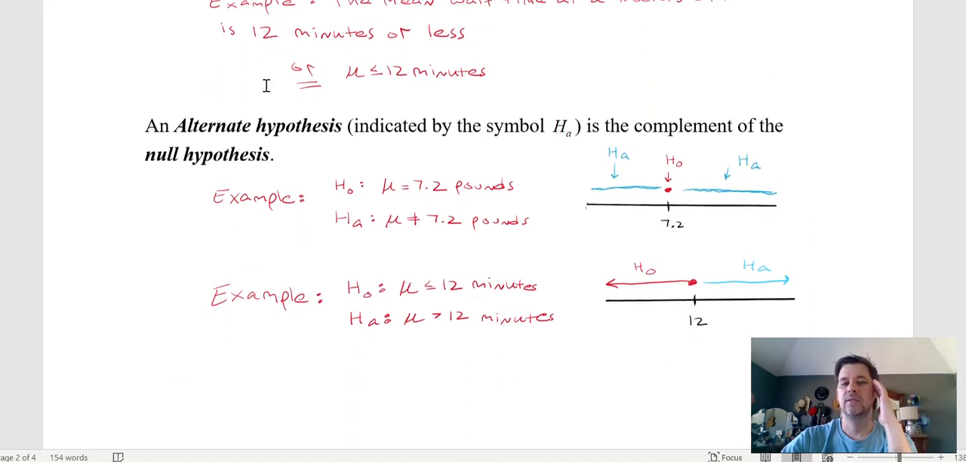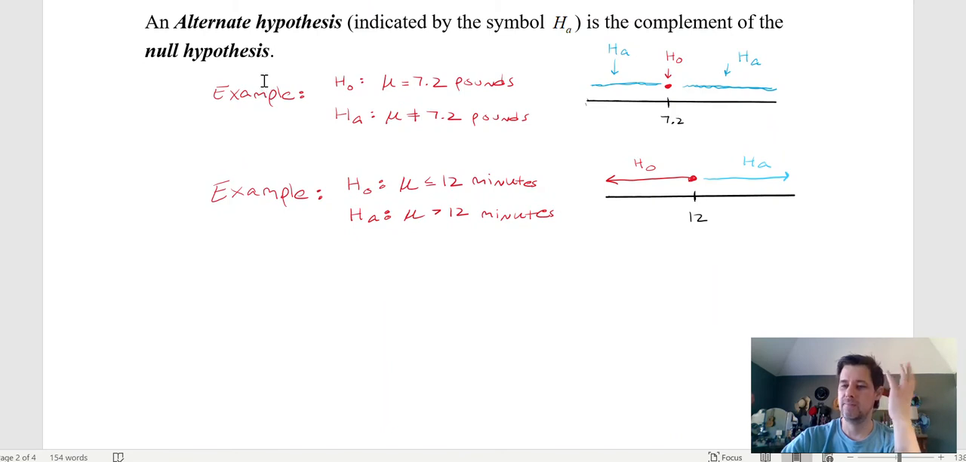Okay, and that might tie your mind in knots a little bit, but we can visualize it. So here's some examples. Here's my first example. H0 says mu is 7.2 pounds. Suppose that's not true. What would be true instead? That mu is not equal to 7.2 pounds. So the alternate hypothesis is what's true when the null hypothesis is false.